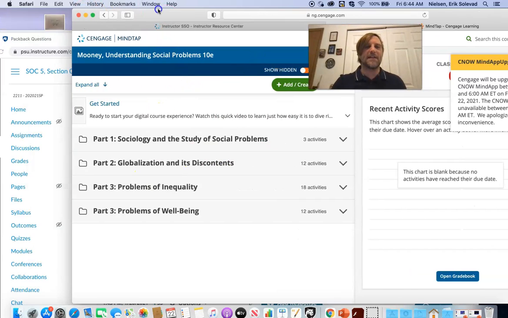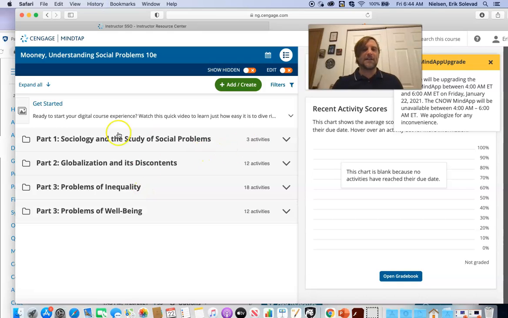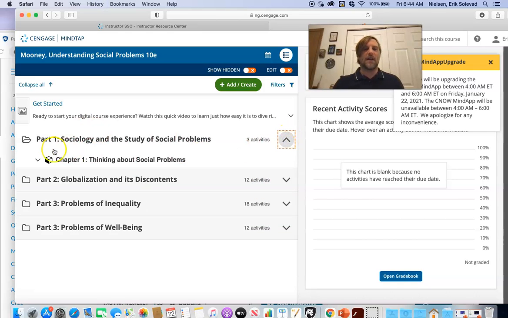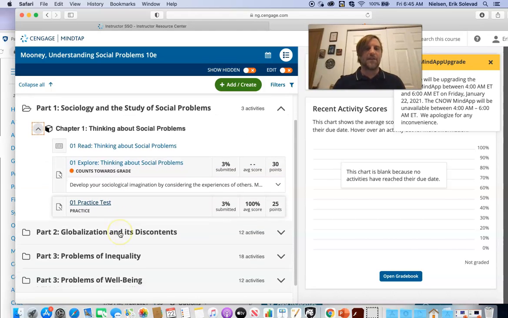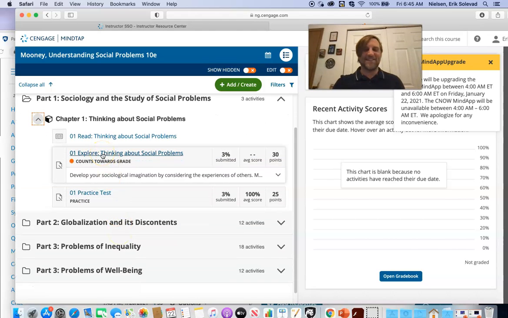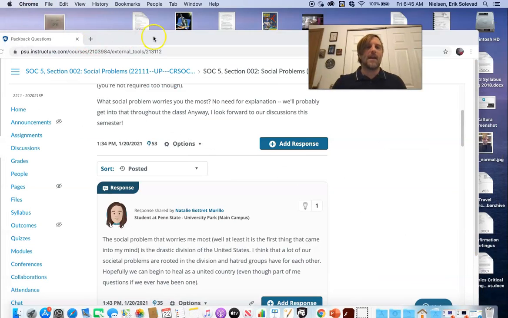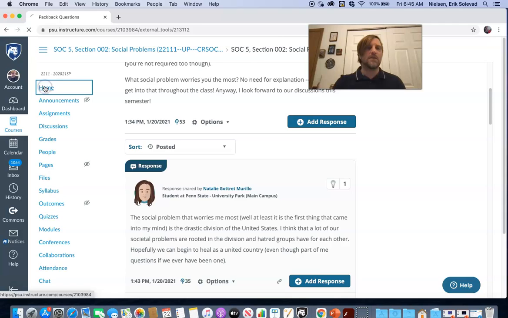Okay, so you can see here the Cengage stuff, and for each one you've got a different assignment. What you'll be doing are these explore assignments. You see these practice tests here, but those are just for your own good. You're not being graded on those, but you will be graded on these explore assignments. So anyway, I just wanted to go over that stuff again. Okay, now getting back into our course.